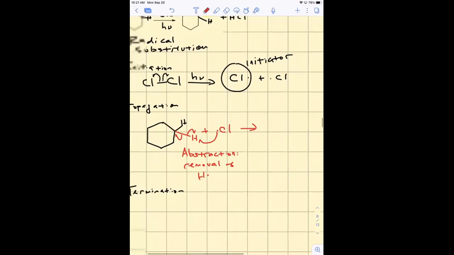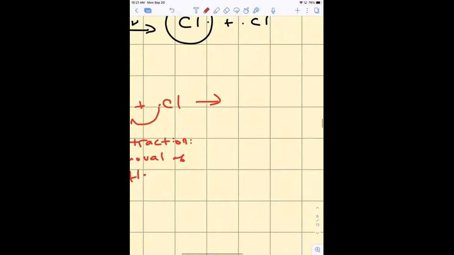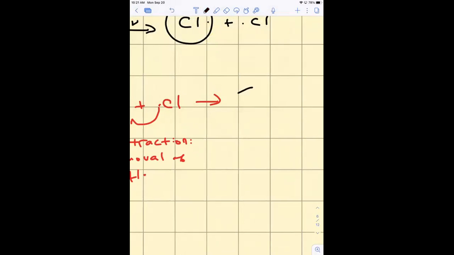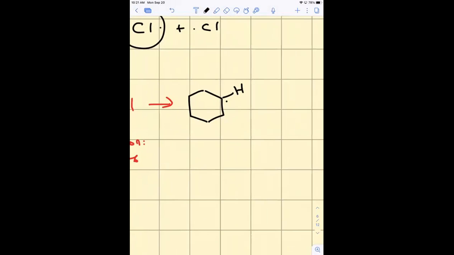So after the propagation step, what I get is a new radical that looks like this. Got a radical on that carbon, plus what?